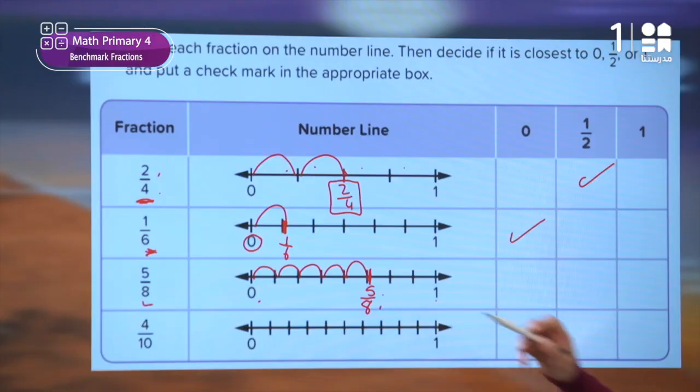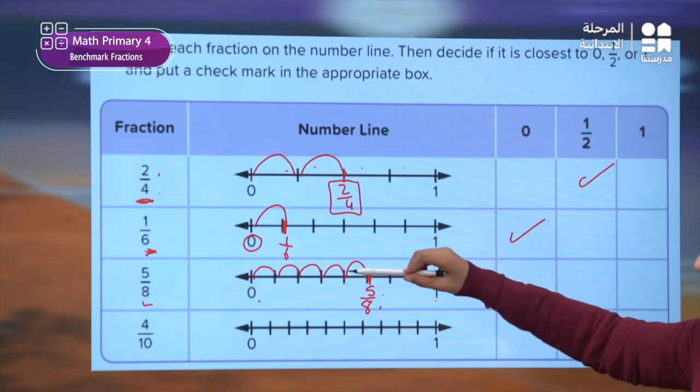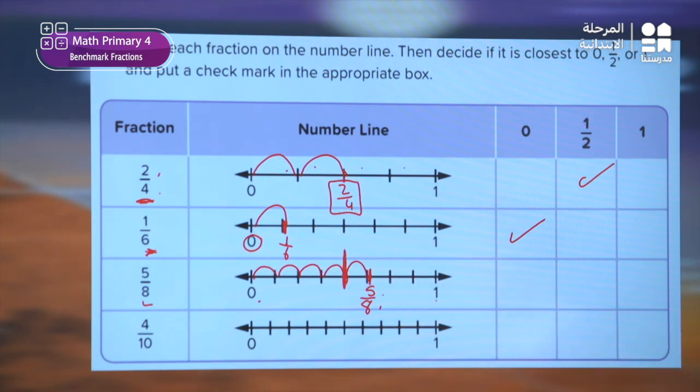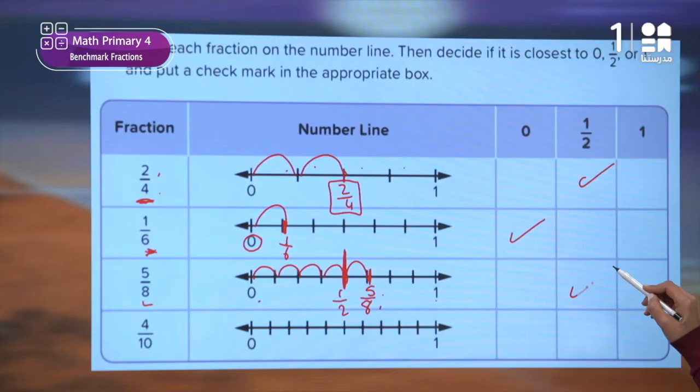Do you remember which benchmark fraction is closest to 5 over 8: 0, half, or 1? Yes, we can see that 5 over 8 is very close to the half. Here is the half. So 5 over 8 is very close to the half, so I will write it in the half column.